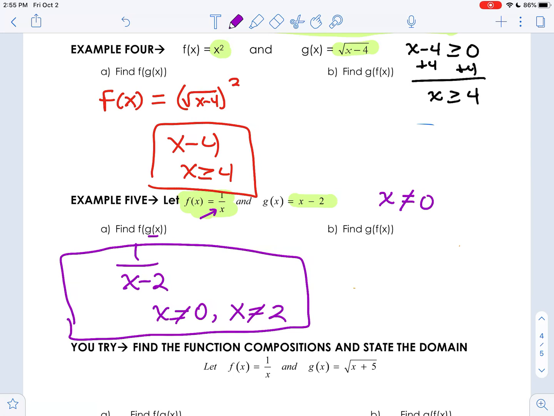So we'll talk more about domain. It only comes up when we're doing division of our compositions, or division of our functions, or a composition with a problem like this. So it doesn't come up a lot. And that's all I want to do for this note.